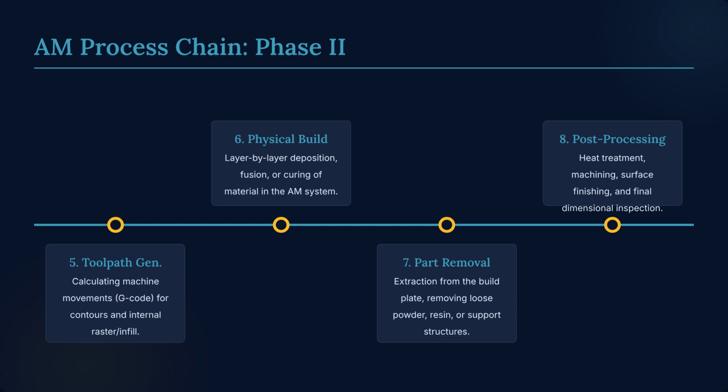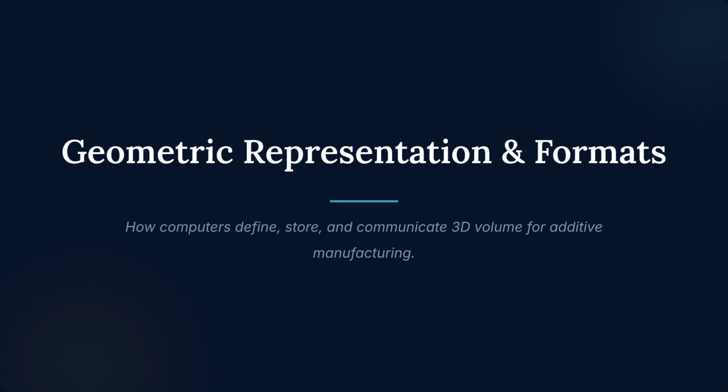Phase 2 shifts to execution. This includes toolpath generation, the actual physical build process, removing the part from the build plate, and final post-processing, like heat treatment and inspection.